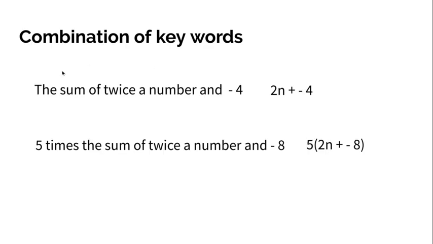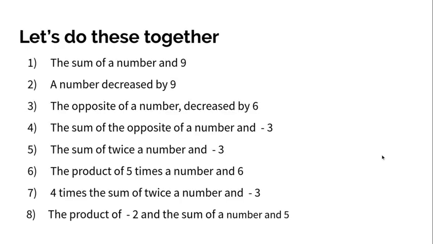Then they can also combine some of these keywords. For example, the sum of twice a number and -4. So here's the sum of who? Of twice a number and -4. Here's another one. 5 times the sum. 5 times, parentheses, 5 times what? The sum. The sum of who? Of 2 times a number, or twice a number, and -8. Very easy, right? Okay, let's continue.